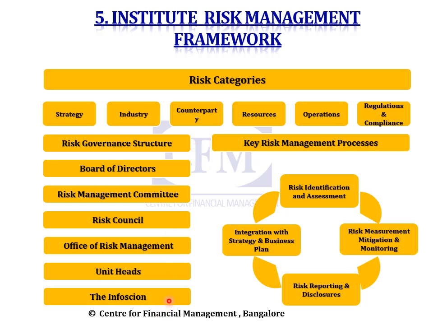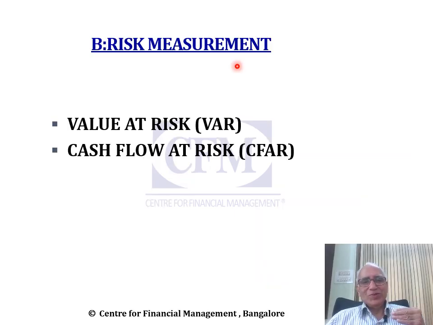It starts with the Infosian unit heads, Office of Risk Management, Risk Council, Risk Management Committee, Board of Directors. The two most important measures of risk are value at risk or VAR and cash flow at risk or CFAR.